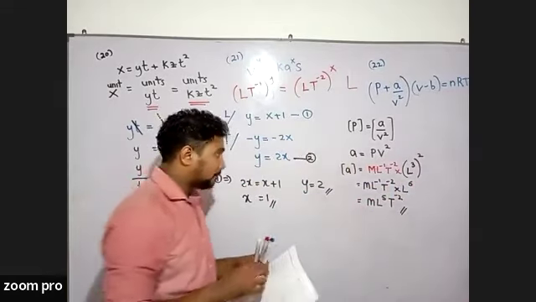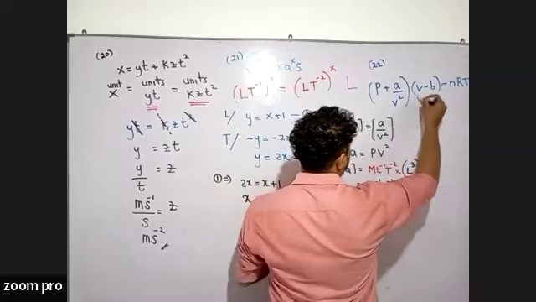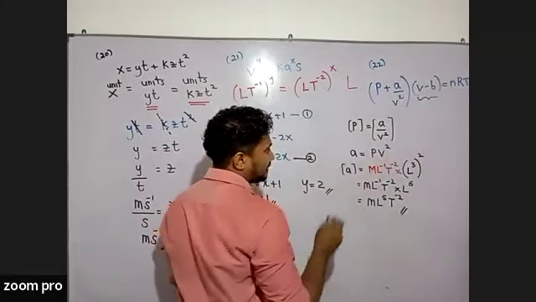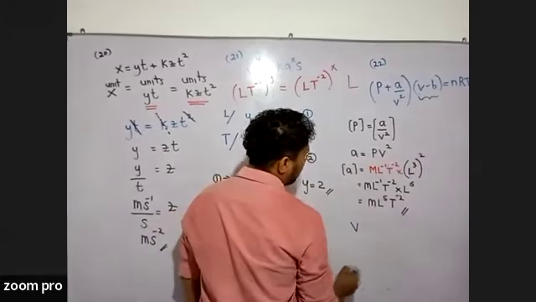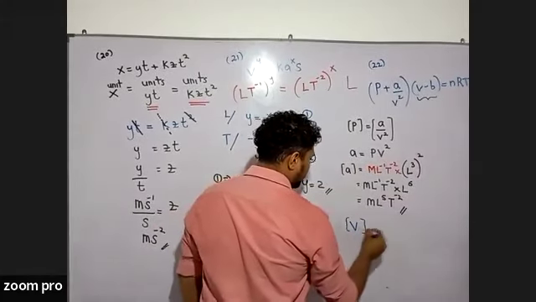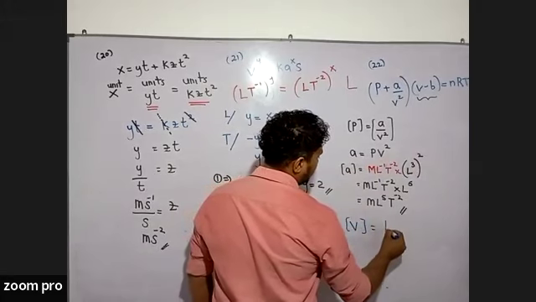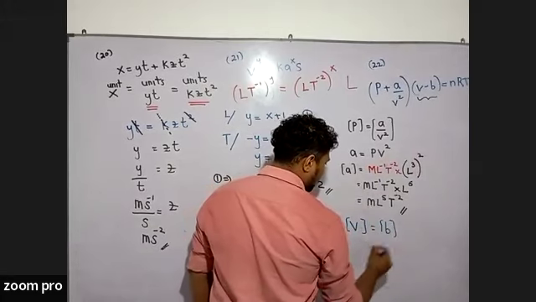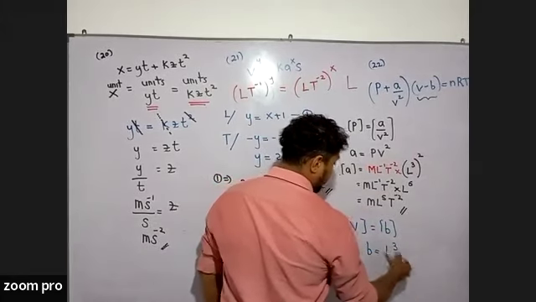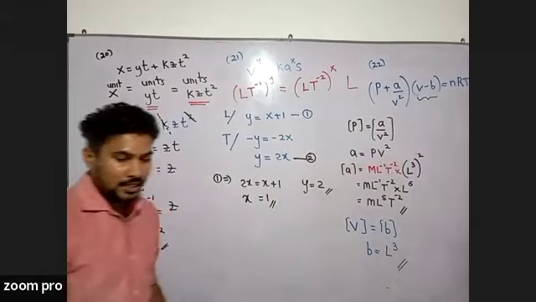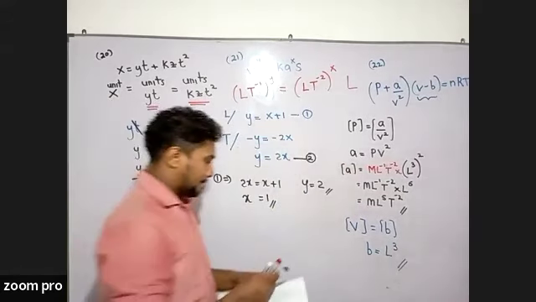So in order to obtain the dimensions of B, let's consider this bracket. Inside this bracket, there are two terms, isn't it? That is V and B. So according to the theory, the dimensions of V should be equal to the dimensions of B. Hence, V means volume, so the dimensions of B should be equal to L cubed, right?